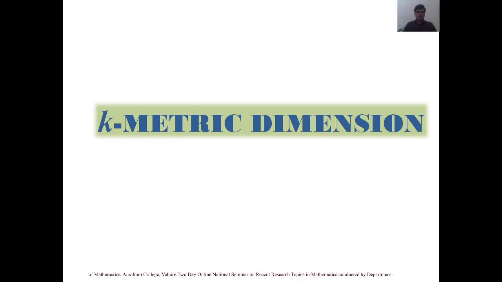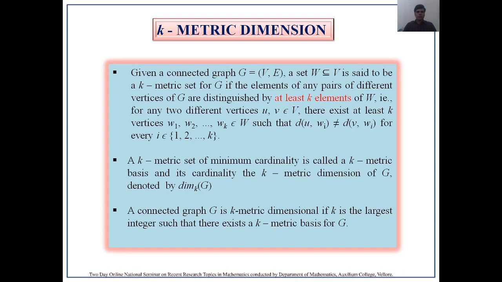Now let us discuss another variation of metric dimension, that is k metric dimension. Here also there are three parts we will be discussing. First one is k metric set, another one is k metric basis, and then k metric dimension. First let us see what a k metric set is.